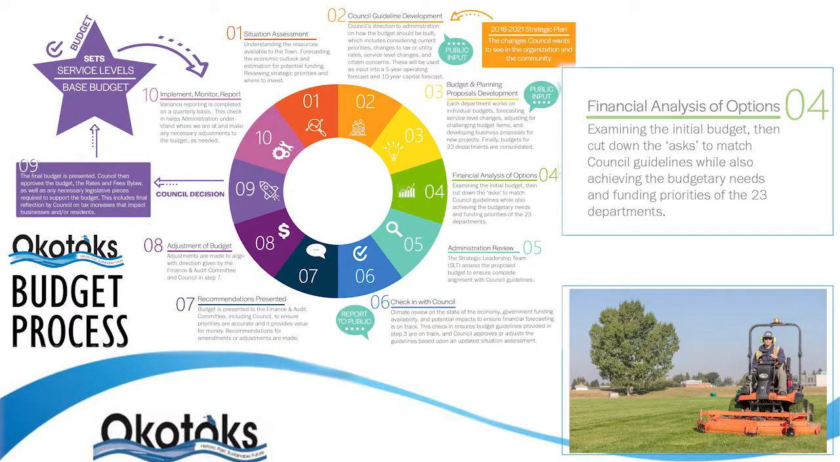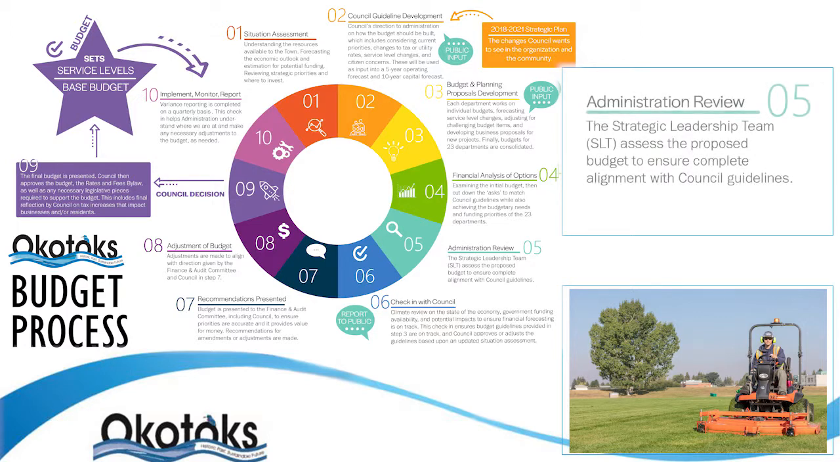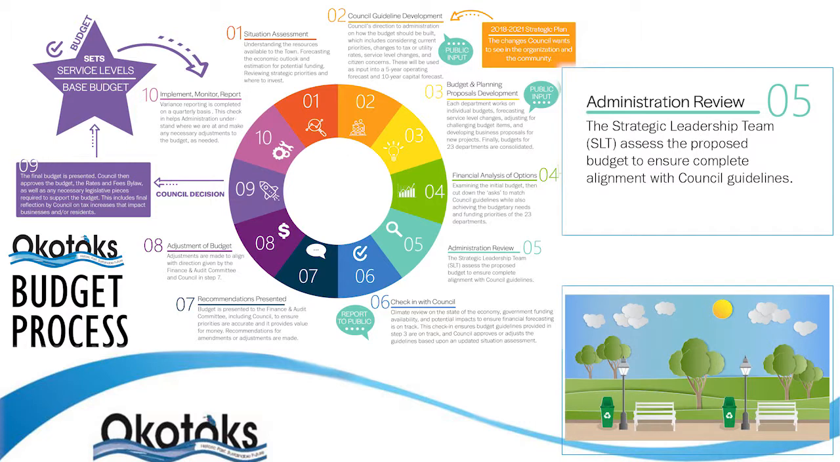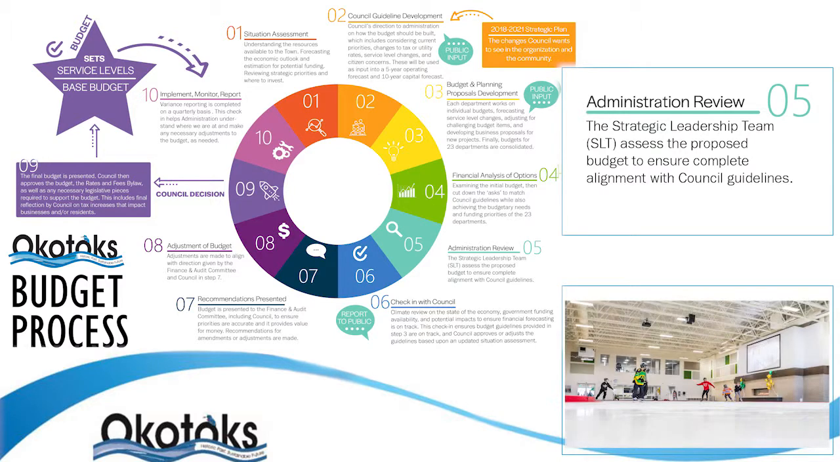It then moves into step 5, where all of those options are presented to the strategic leadership team of the Town of Okotoks. That consists of the directors, the CAO, and our corporate strategist, where we go through and make sure we've got absolute alignment with council's guidelines and what that submission is.